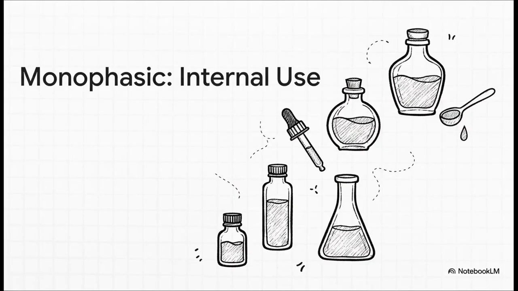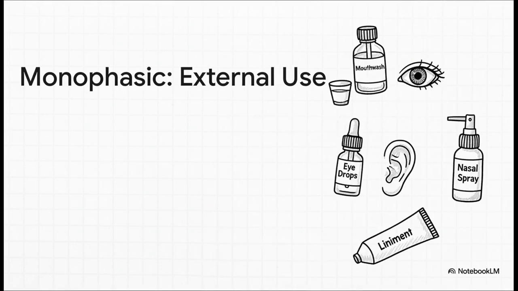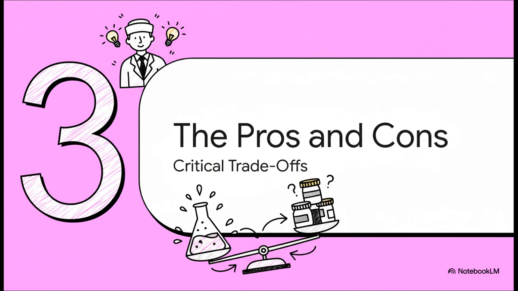Now, within those single-phase, monophasic liquids, you're going to see a ton of these for internal use. Things like cough syrups, elixirs, simple solutions, drops. These are all super common forms you'll be dispensing for your entire career. And it's not just stuff you swallow. That same single-phase principle applies to products you use on the outside, too. From mouthwashes and gargles to eye drops, ear drops, and nasal drops, it just shows you how versatile a simple solution can be.